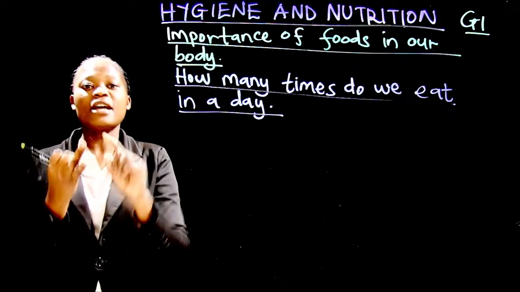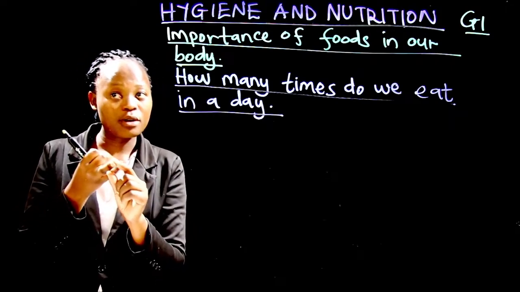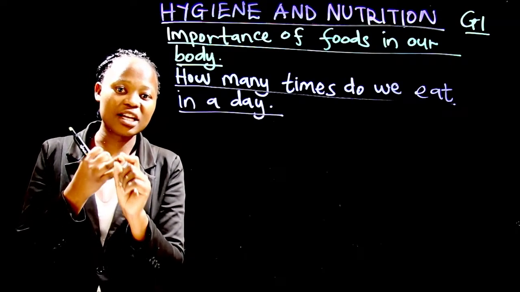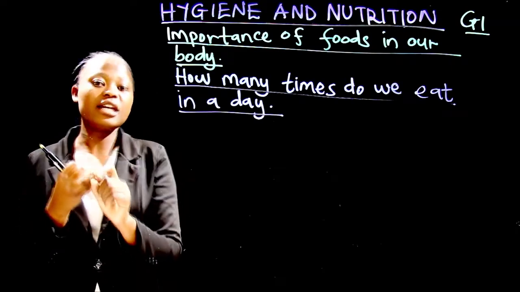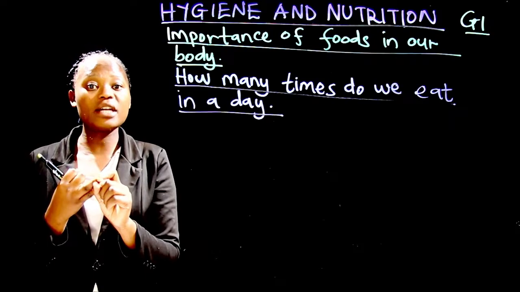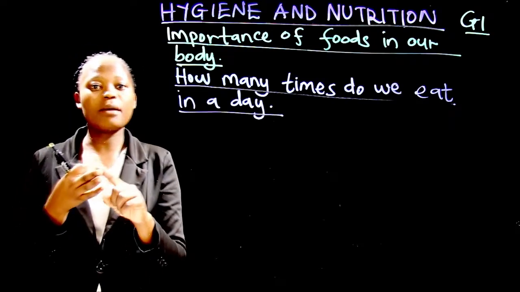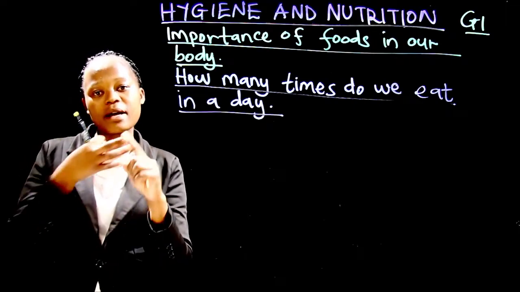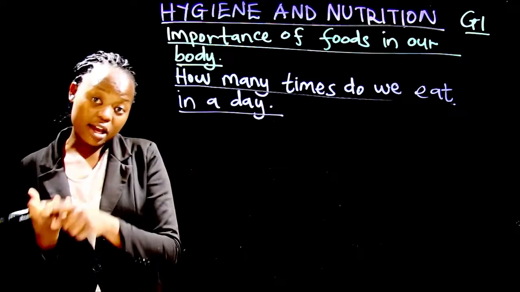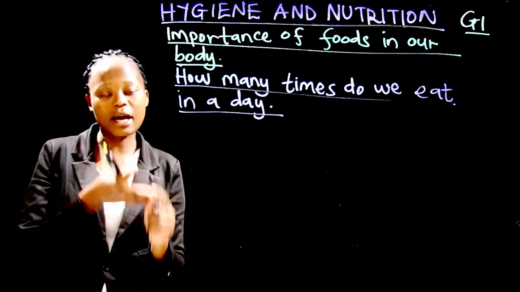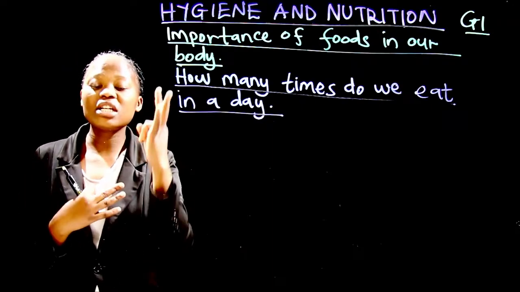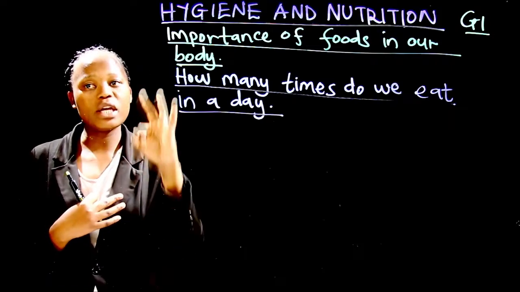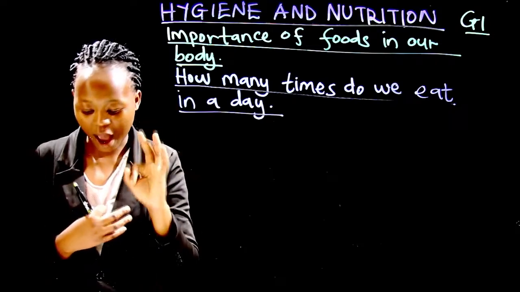We also eat in the afternoon. The meal for afternoon is called lunch. Then in the evening, we eat supper. So we take maybe ugali and beef and kales or maybe cabbage in the evening for supper. So we eat 3 times in a day. How many times? We eat 3 times in a day.